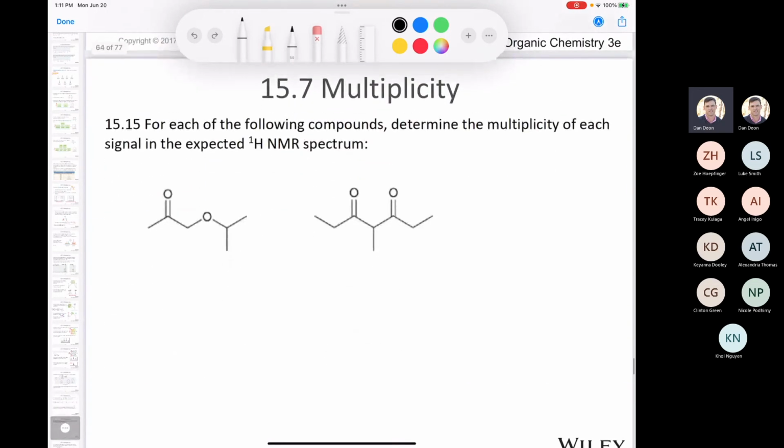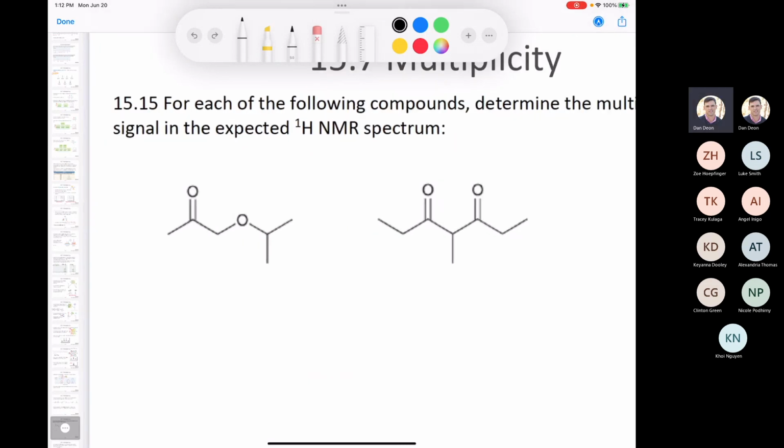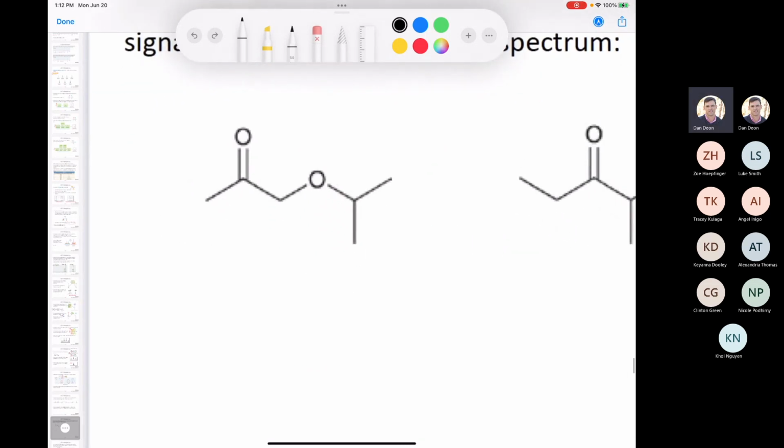But what I want to do right now is park it here on this practice problem and see if we can determine some multiplicities for some protons in these two molecules. It says for each of these compounds, determine the multiplicity of each signal in the expected proton NMR spectrum. So let's start with the one on the left, and I'm going to ask you guys for some feedback here. If we start with this guy here, and we'll start with these three protons.